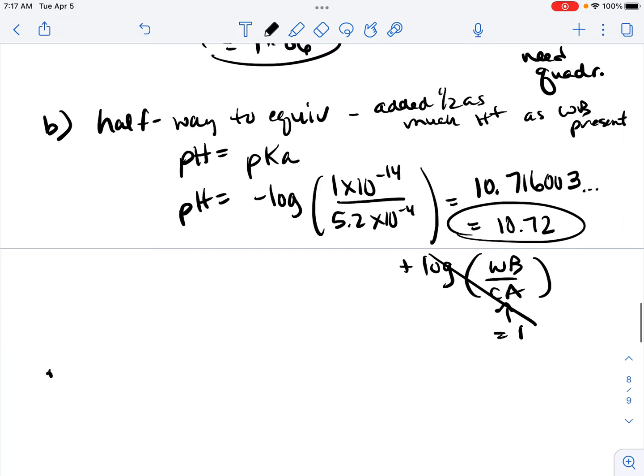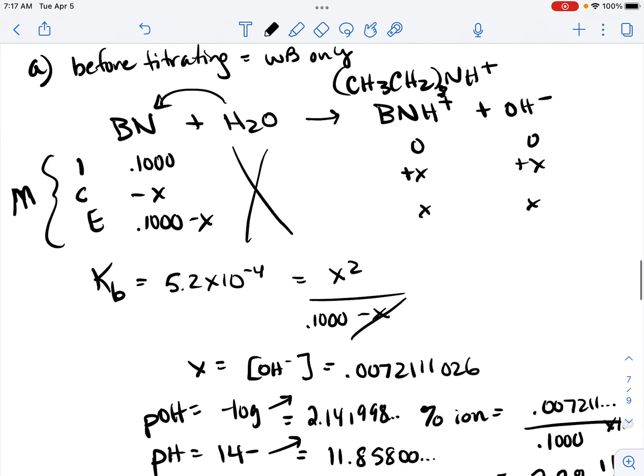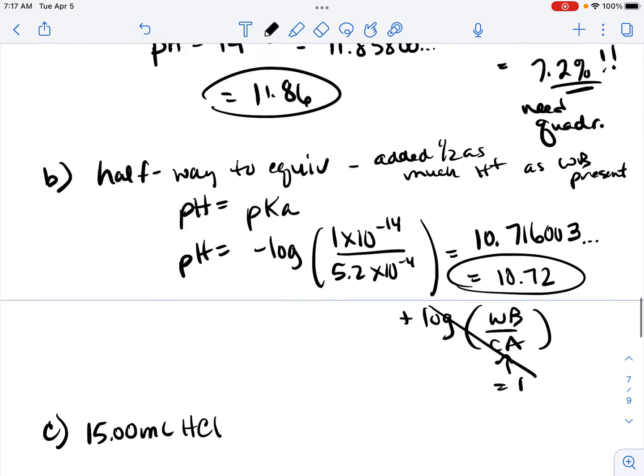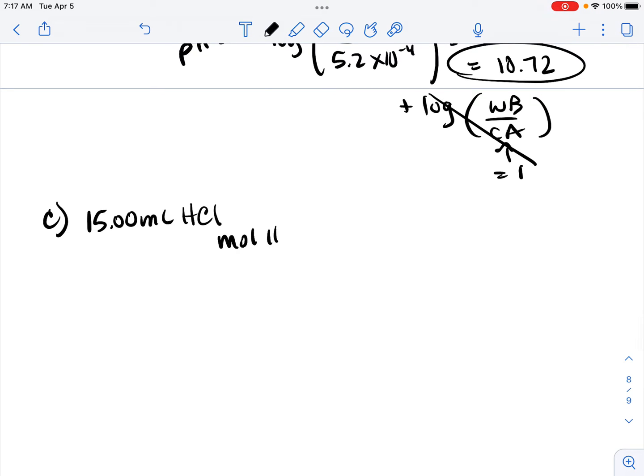All right, part C. Now we've added 15 milliliters of HCl. This is definitely not to equivalence yet. I decided that equivalence was at 20 milliliters. So this is going to be a situation where I need to know moles and I need to do my BCA chart. So moles of HCl will be 0.01500 liters times its 0.1 molar gives me 0.001500 moles.